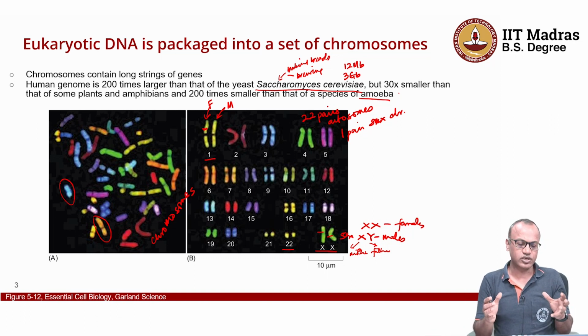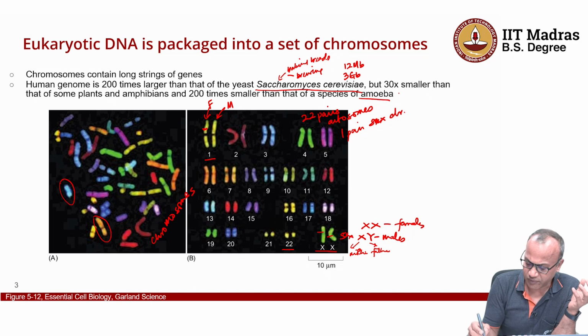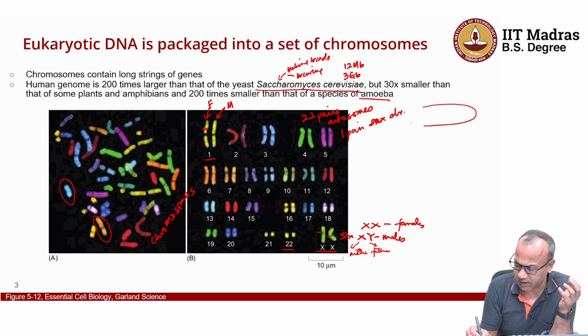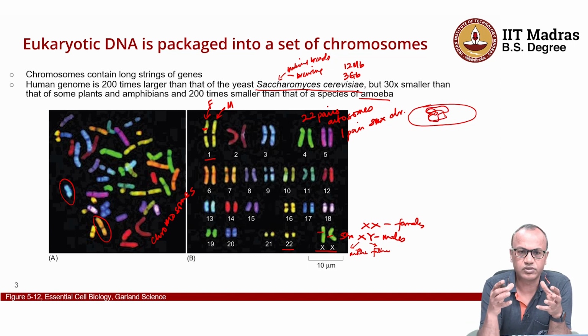So in eukaryotic DNA, if you think of a bacterial DNA, so this is, let's say, a bacterial cell. The DNA is usually circular DNA, and this is smaller in size.